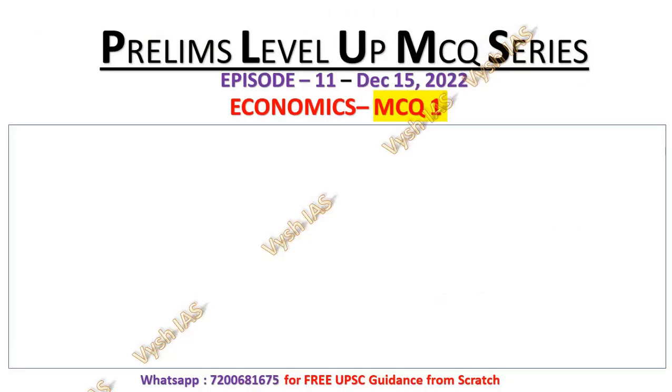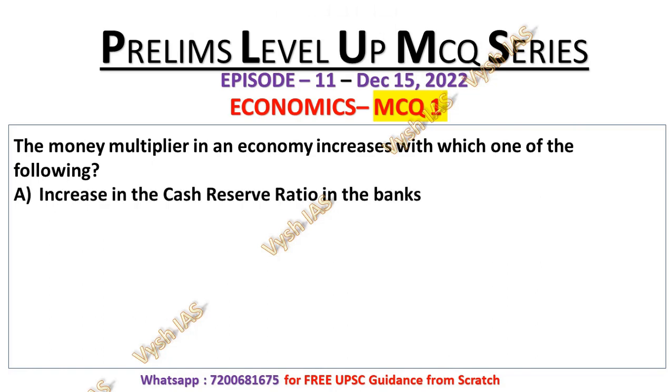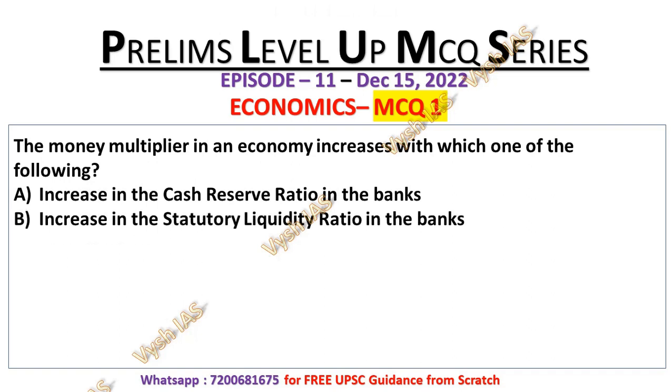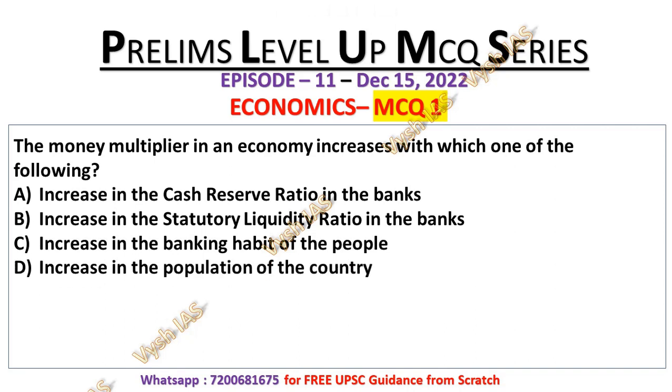So let's begin. Today's class MCQ number 1: the money multiplier in an economy increases with which one of the following? So you have to find the statement with the help of which the money multiplier in an economy will increase. Statement A is increase in cash reserve ratio in the banks. Statement B is increase in statutory liquidity ratio in the banks. Statement C is increase in banking habits of the people. And statement D is increase in population of the country.